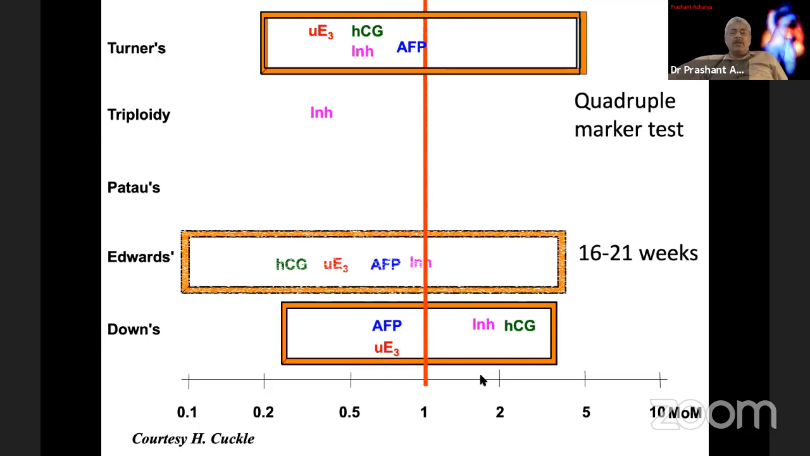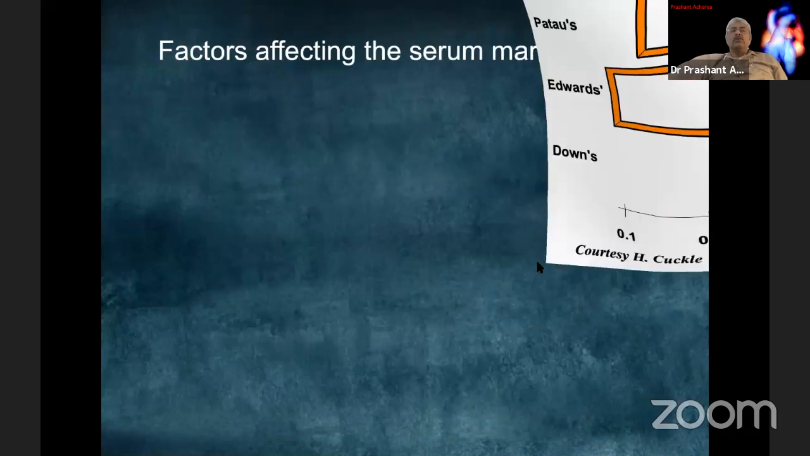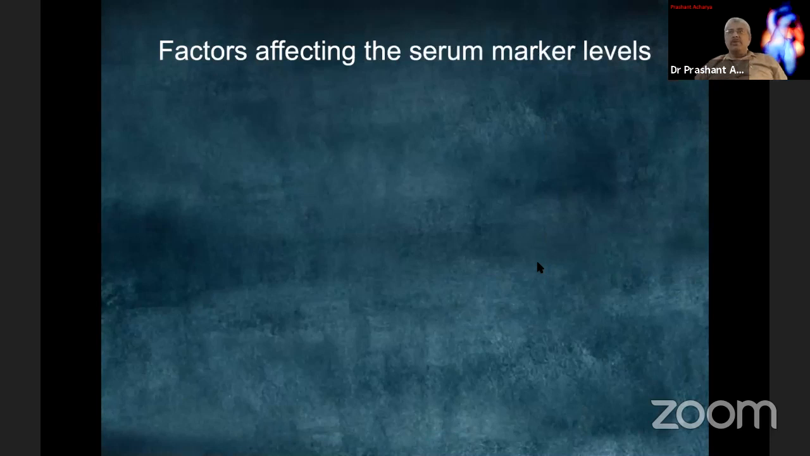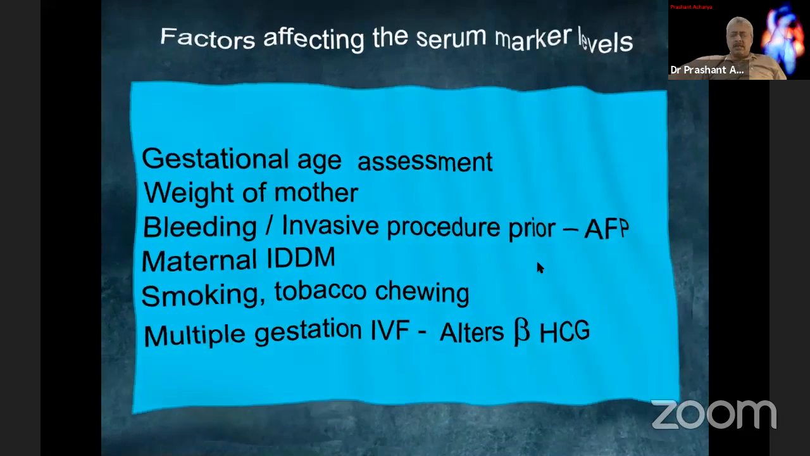Here I have put across the values of the quadruple marker test between 16 to 21 weeks. But look at the values which are changing. E3 in some cases has varied MoM. Here HCG is high, low, low, low, again median. So nothing is following the rule. You have to understand the MoM value with each of the biochemical markers, and that's the reason you have to be very careful in the evaluation of all your MoMs. These are the factors which may affect the serum markers.